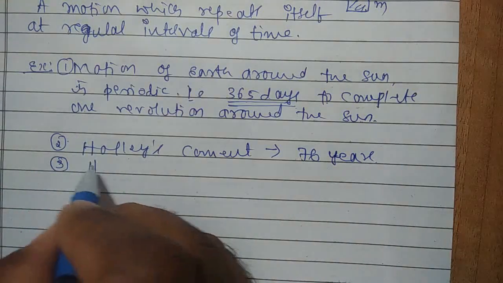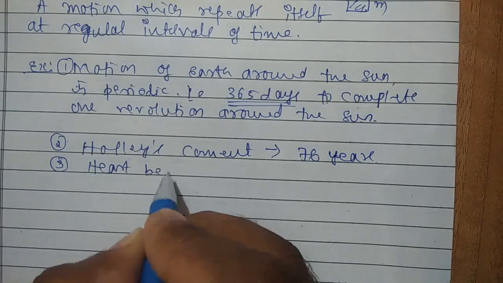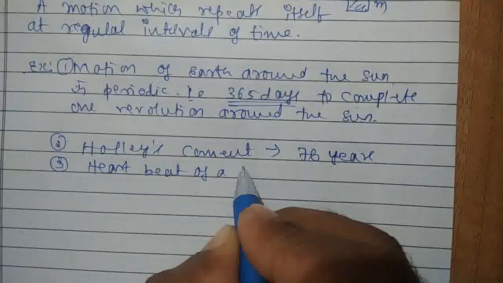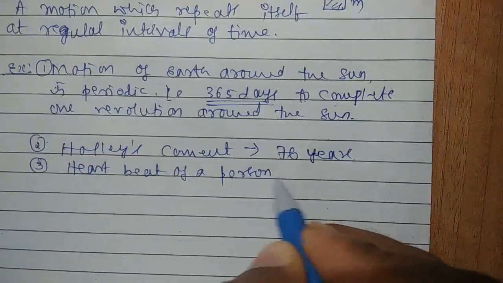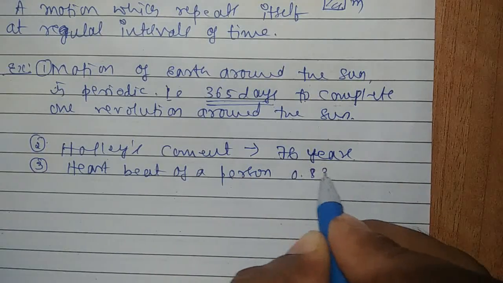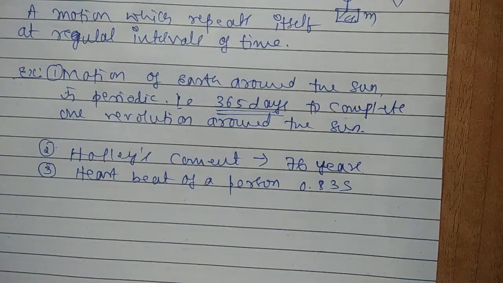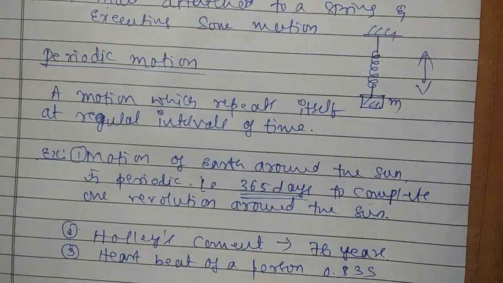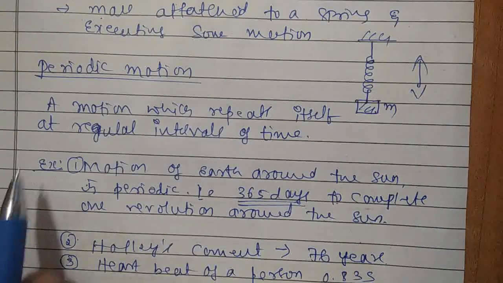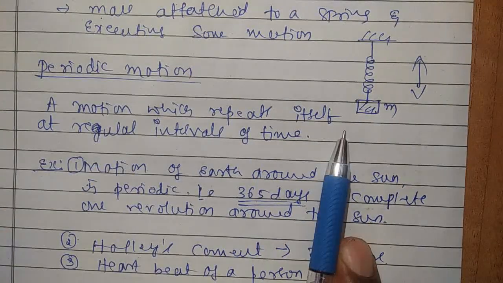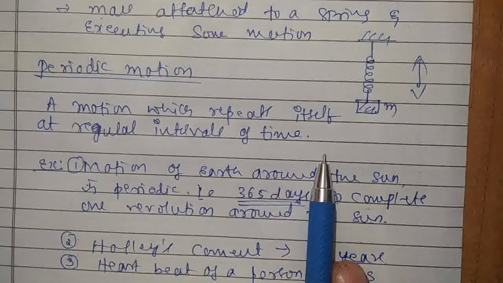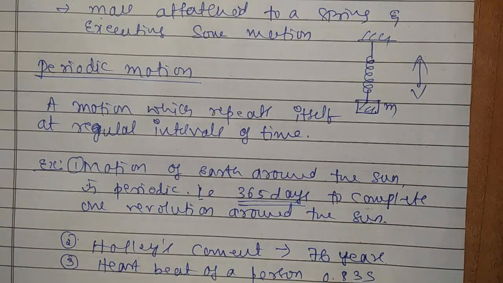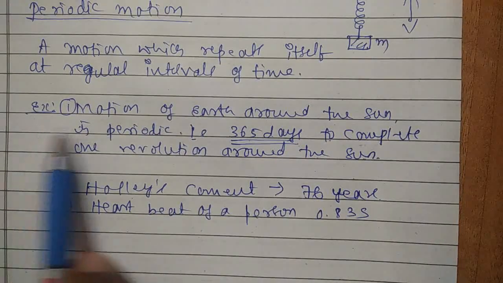And the heartbeat of a person, okay, which is about 0.83 second. Okay, so this is what we call the periodic motion. So I will repeat it once again. Any motion which repeats itself at regular intervals of time, such type of motion is what we call the periodic motion. And here we have quoted few examples.